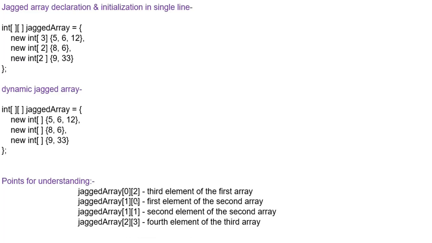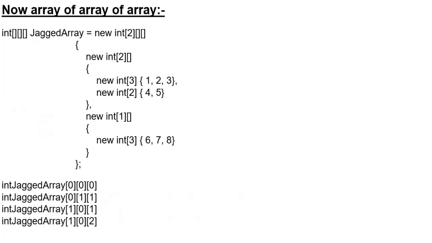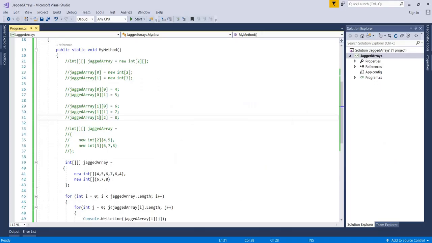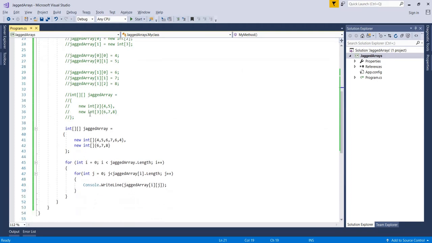This is the first element of the second array. This is the second element of the second array. This is the fourth element, because 3, so 0 1 2 3. It means this is the fourth element of the third array. 2 means 0 1 2, so the third array. Okay. So now array of arrays. In this we have the two arrays.